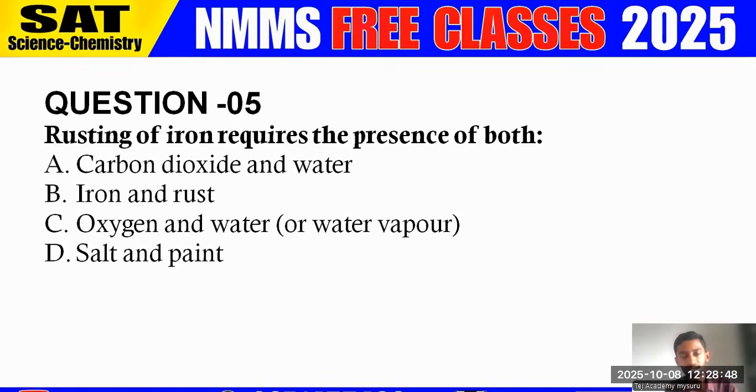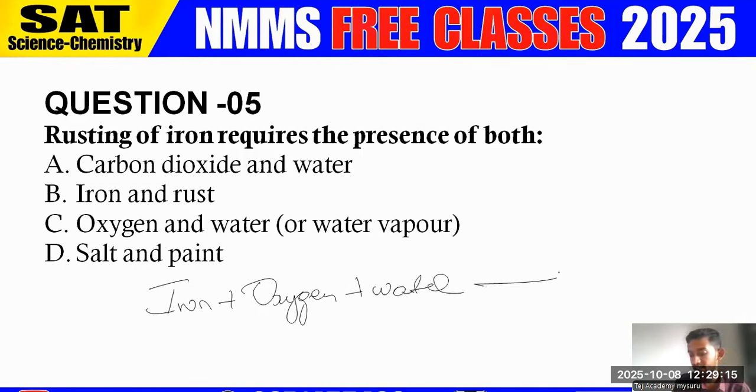Question number 5 says that rusting of iron requires the presence of both: carbon dioxide and water, iron and rust, oxygen and water, salt and paint. So dear children, please remember, if iron reacts with oxygen and water, then only there will be a formation of rust. Until then, there is no formation of rust.